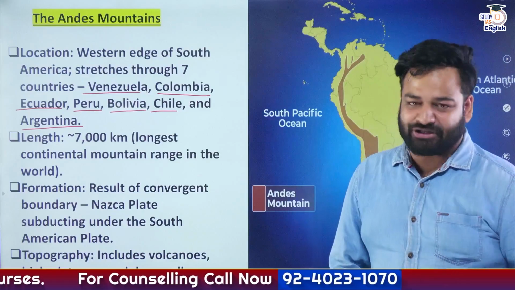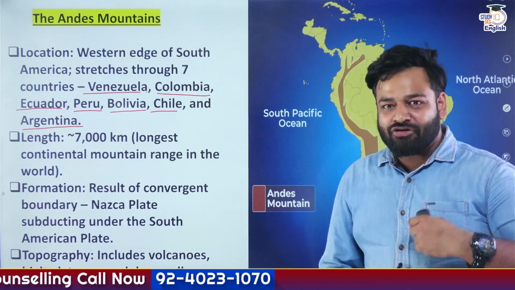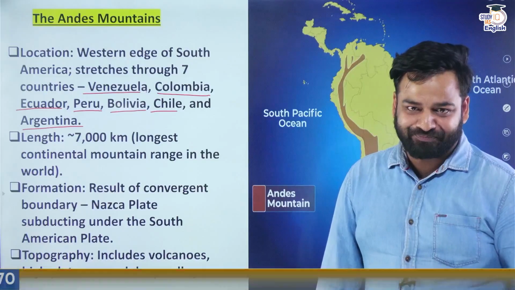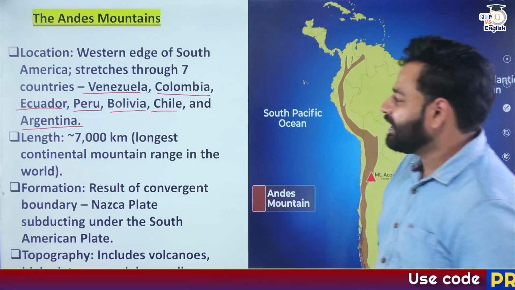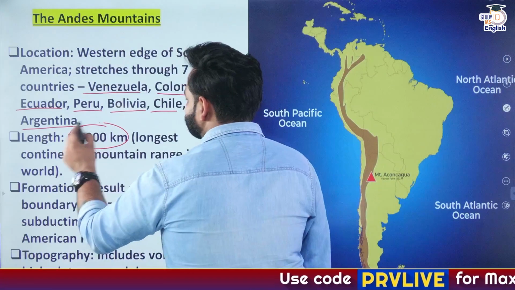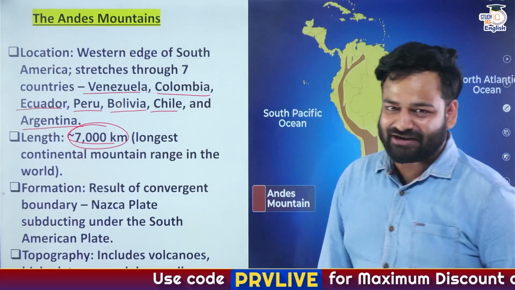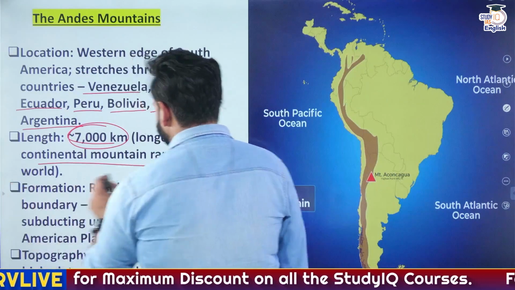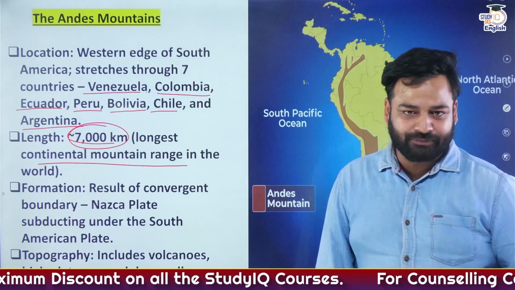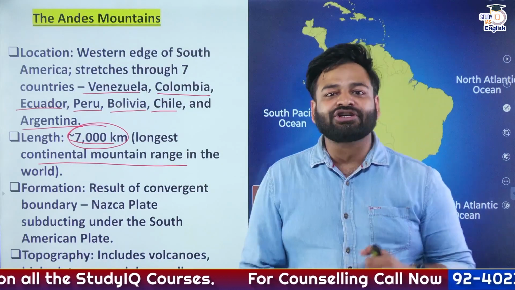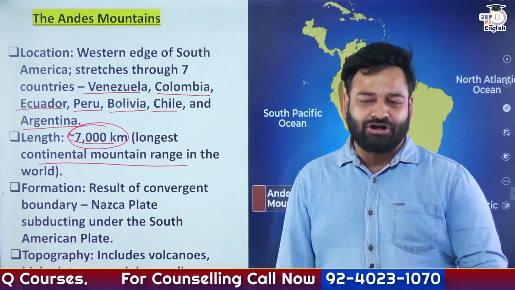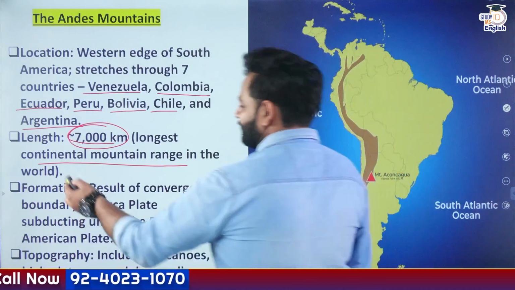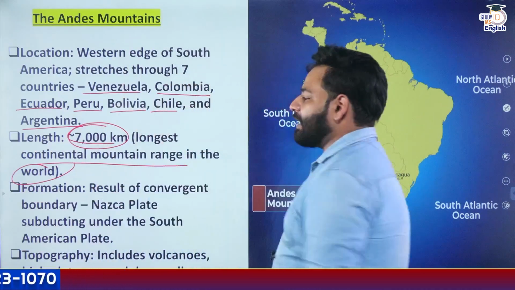But now see the next point here. It is running through 7,000 kilometers of distance. The most wonderful thing here is that 7,000 kilometers of distance is covered by the Andes Mountains, which makes it the longest continental mountain range in the whole world. So if there is a question which is the longest continental mountain range in the world, it is the Andes Mountains only.